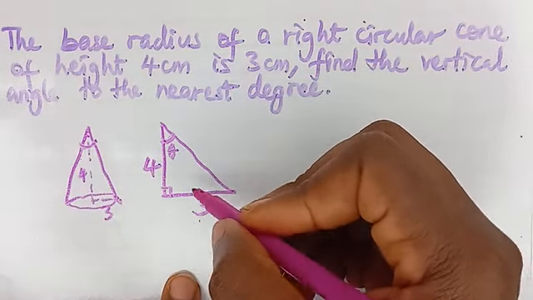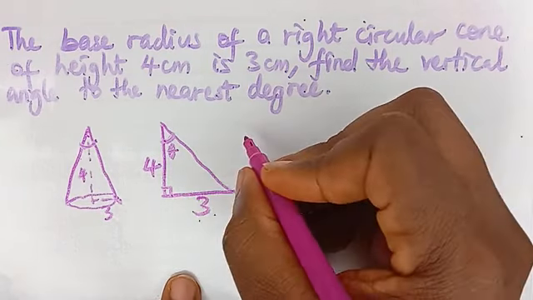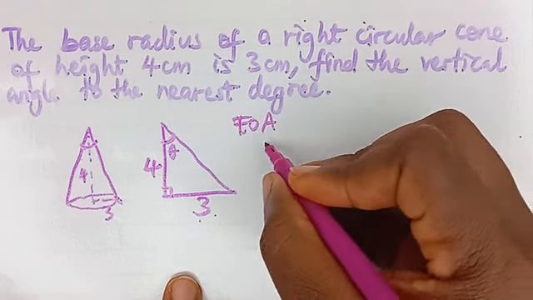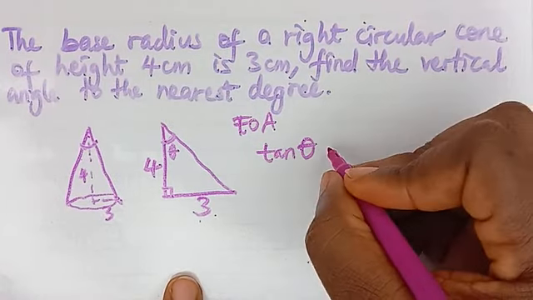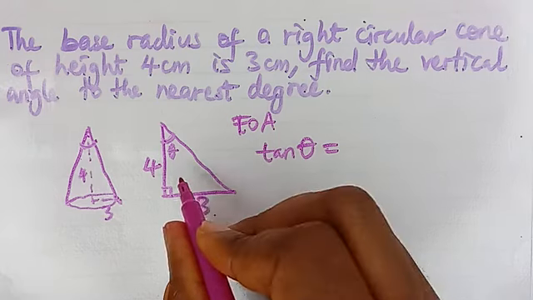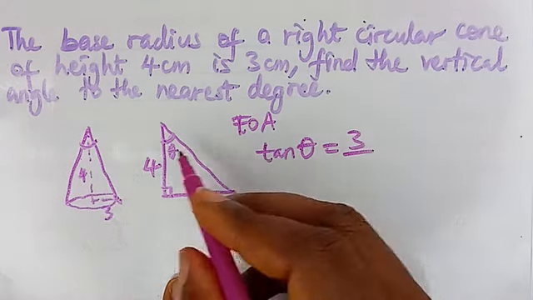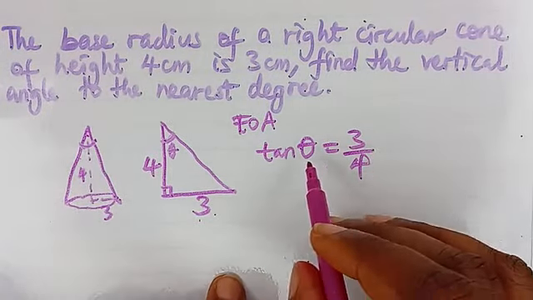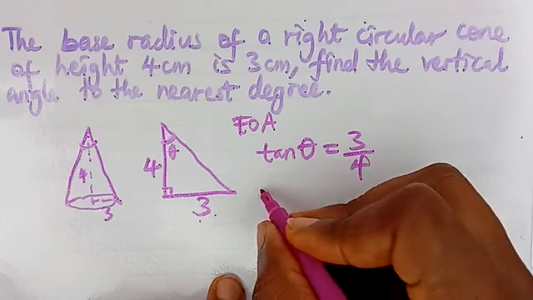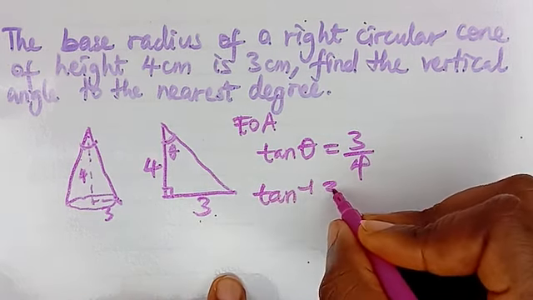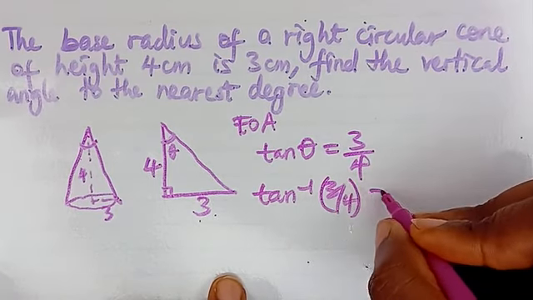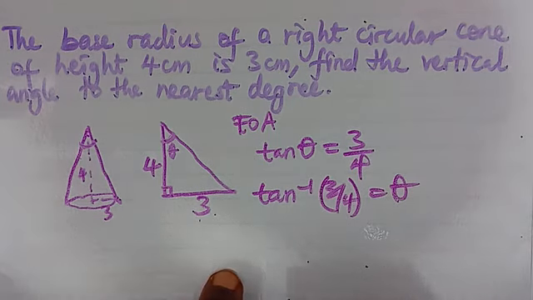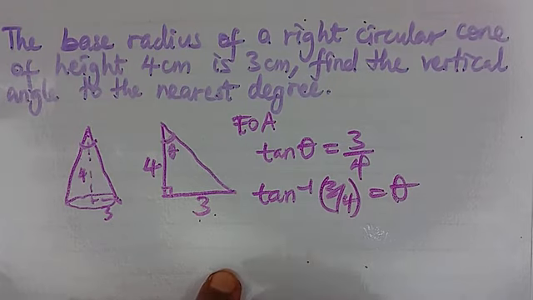So we have the opposite of the angle, we have the adjacent of the angle. So we are using tan, that is TOA. So tan theta is equal to opposite 3 over adjacent, which is 4. So we are going to say the tan inverse of 3 over 4. Tan inverse of 3 over 4 is equal to the angle we require.